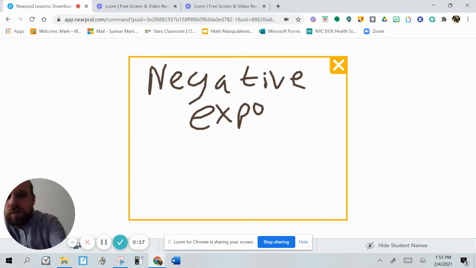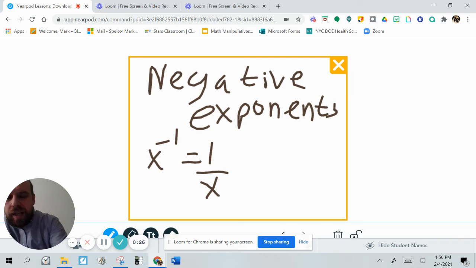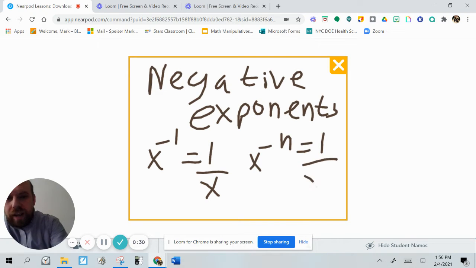Exponents. So there's two basic rules. X to the negative 1 is 1 over x, and x to the negative n is 1 over x to the n.